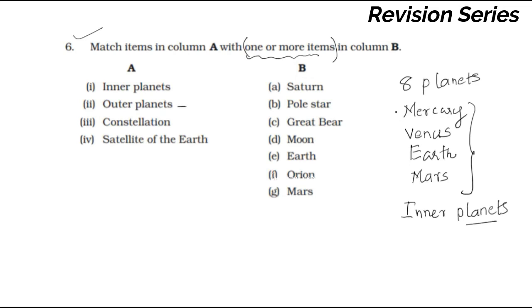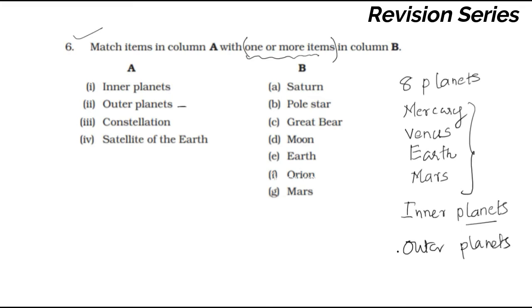Because they are near to the sun, right? And the rest are all the planets. Again, there are 4 planets which are called outer planets. Now what are outer planets?